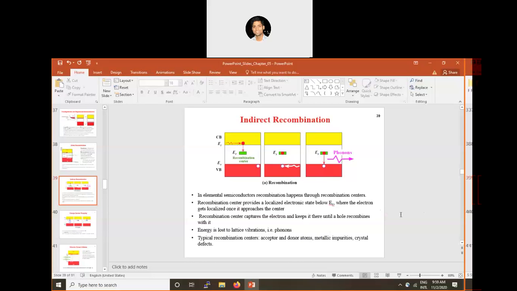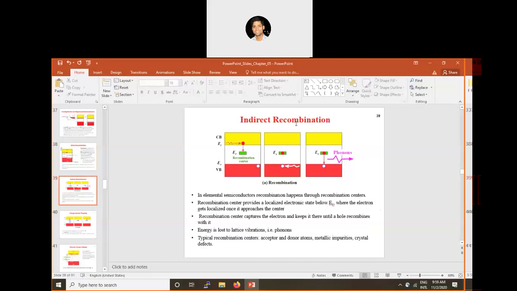Is indirect recombination used anywhere? Actually, it is not a usable phenomenon. No, it is not. At least I am not aware of any application of this kind of indirect recombination. Maybe you can search for it. I'm just giving the information from what I have, but you can look online if there are any applications of indirect recombination, but I don't think so.